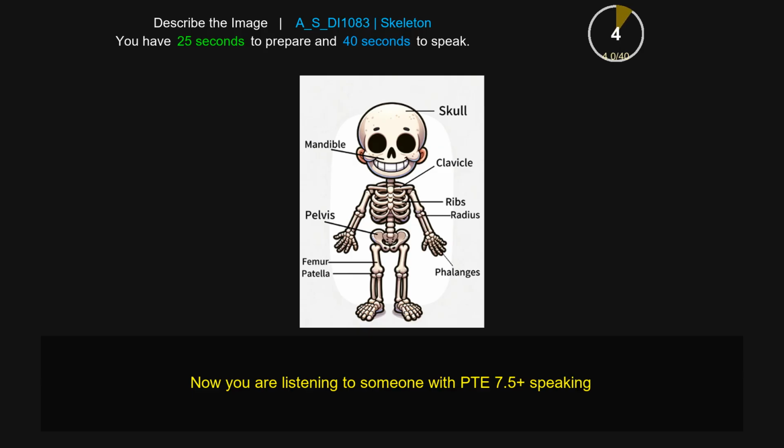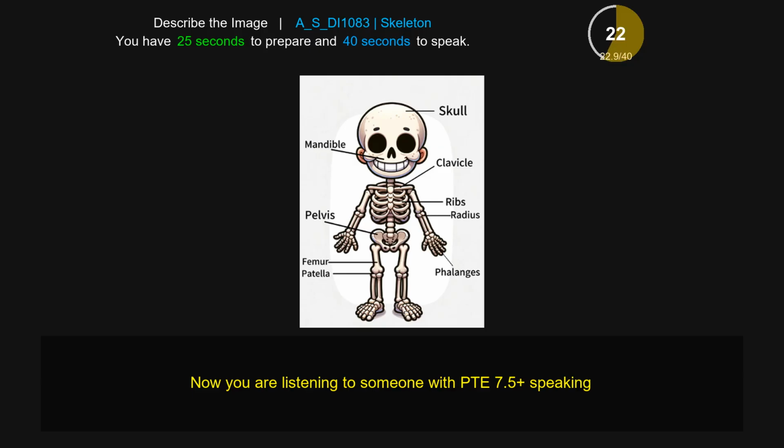The image provided is a picture that gives information about human babies' bones names. We can see in this structure, in the upper body we have pelvis, radius, and ribs. Cell is above the human body. On the head we have mandible and a skull.